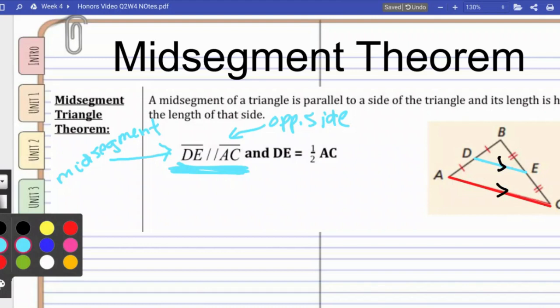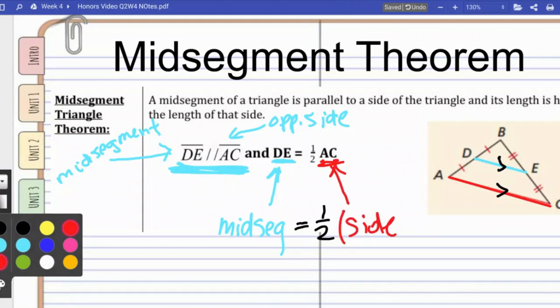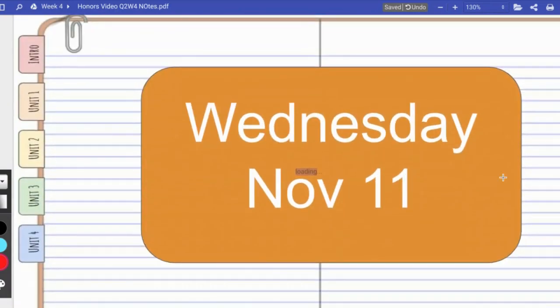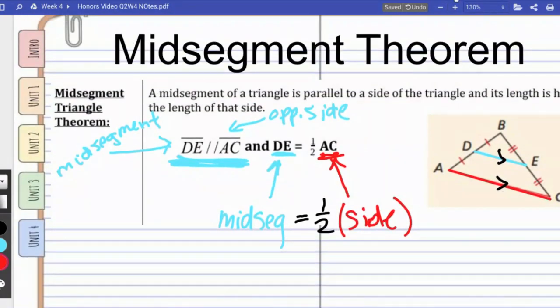The other thing that's special is that the mid-segment DE is equal to half of the side length. So if DE is 5, AC is 10. If AC is 20, DE is 10. So you have to think about it like that.